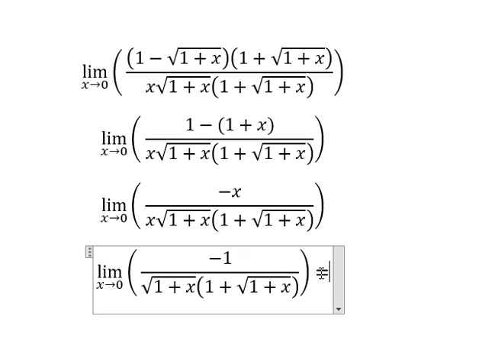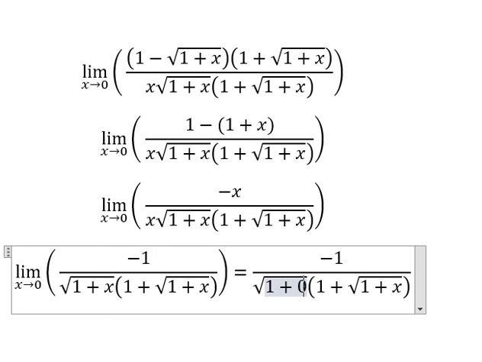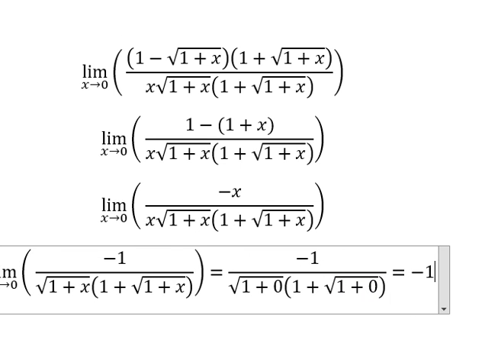And now we have the final answer. This one we have negative 1 over number 2.